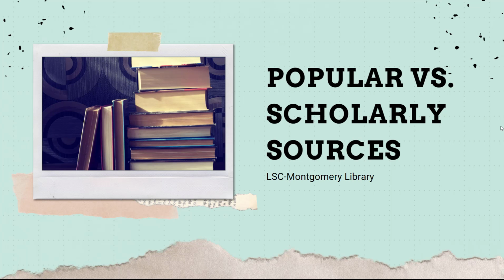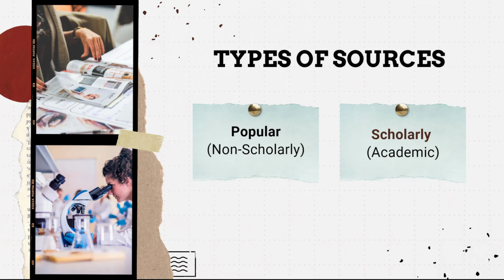Welcome to this brief tutorial on popular versus scholarly sources. When writing a paper or creating a project for your class, you will often need to do research. But how do you know which types of sources you should use? Sources will generally fall into two categories: popular or scholarly. Popular sources can also sometimes be referred to as non-scholarly, and scholarly sources are sometimes referred to as academic sources.